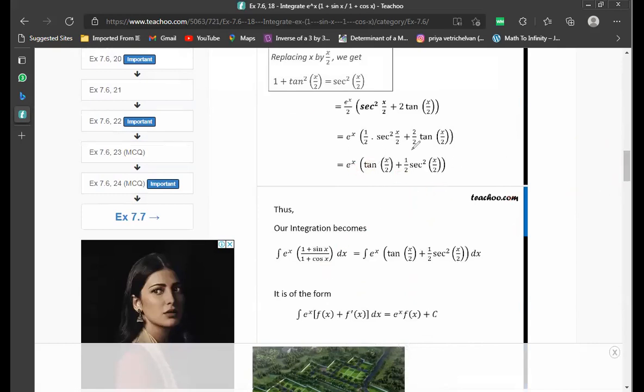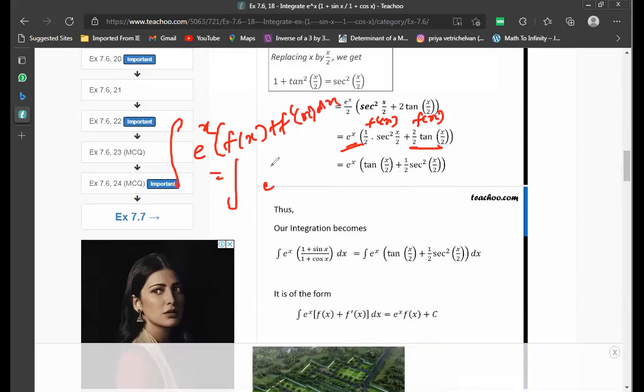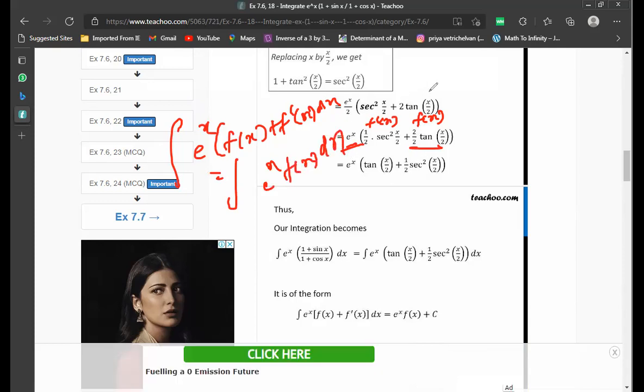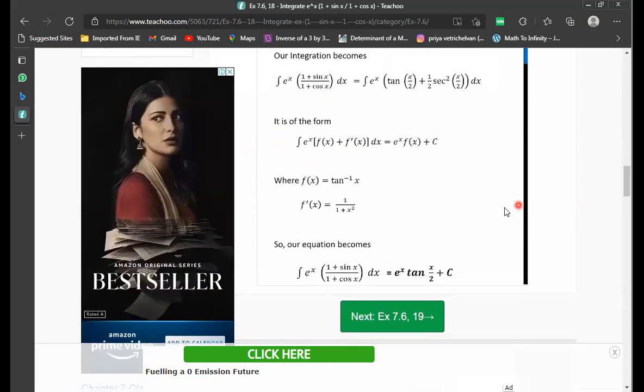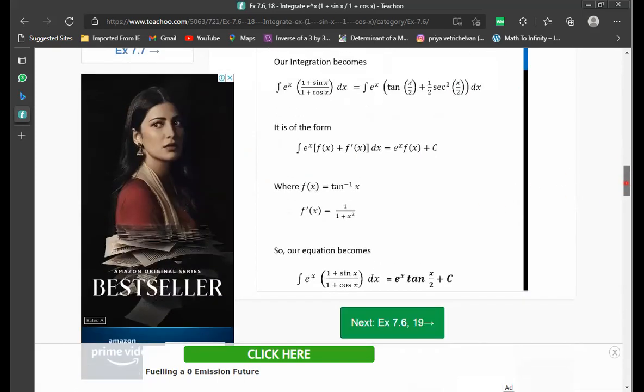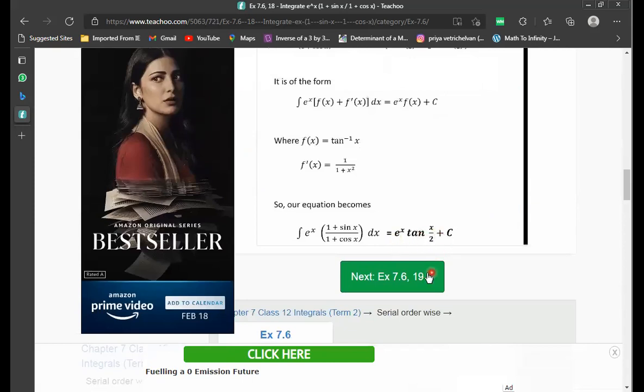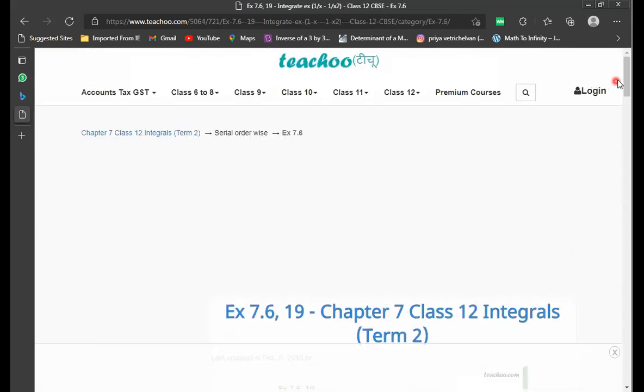You don't have to do the integration if you check this sum. You have f of x here, f dash of x here, and e power x. So this is in the form of e power x into f of x plus f dash of x dx, isn't it? Which can be written as integral e power x into f of x. So e power x into tan x by 2 plus c.